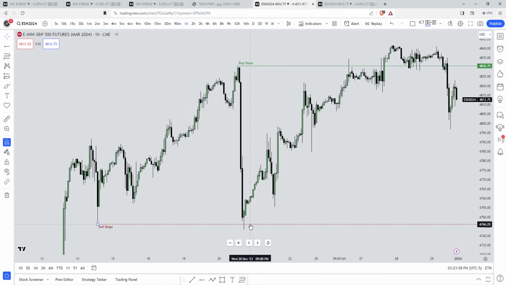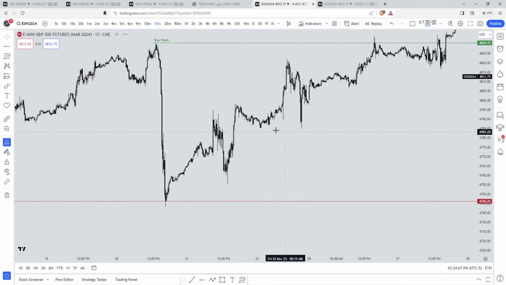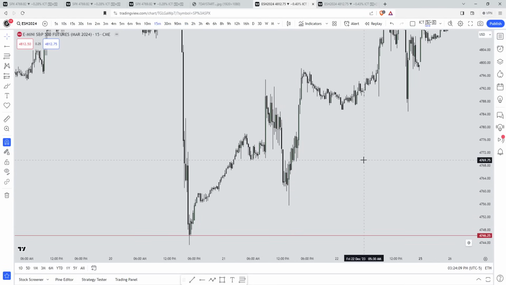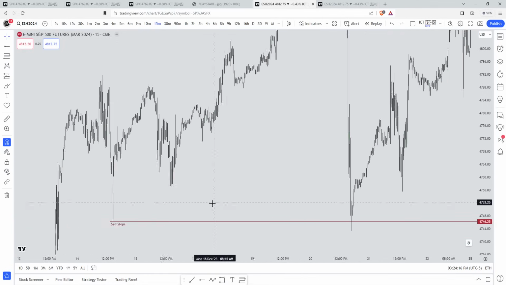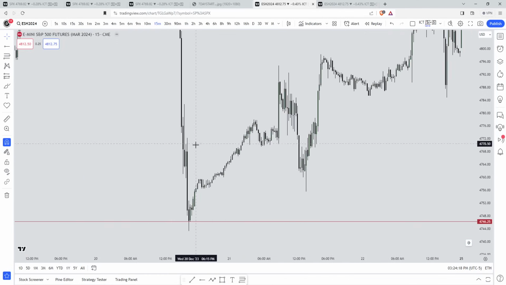I'm going to show you guys how to find that bias. Price takes out this old low or a level of sell side liquidity. It takes that out, then we start to see displacement away from that. So I'm going to go down to a 15-minute time frame now. And this is kind of how I gauge whether price is going to head for the buy stops above or the sell stops below. I'm looking to see what does price do below the sell side liquidity. So it takes out that low, and then we see speed away from it.